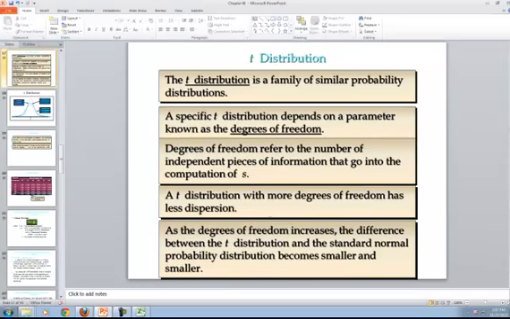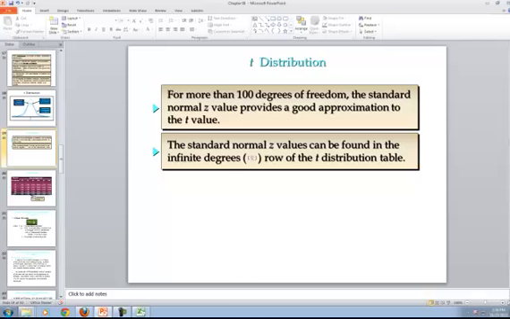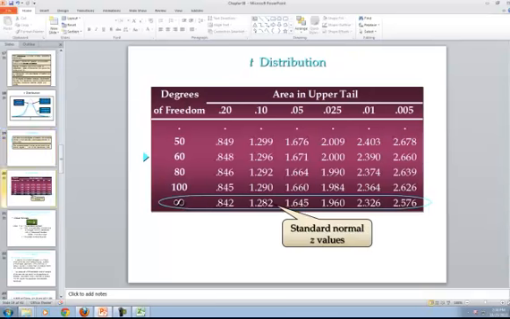Here is a picture of the t-distribution. As you will see, it looks very much like the standard normal. It's symmetric, but it's just that it's flatter. But as the degrees of freedom increase, it becomes steeper and steeper, and eventually becomes pretty similar to a standard normal. And if you actually have more than 100 degrees of freedom, then you may as well use the standard normal z-table. Or you can use the last row of the t-distribution. This is shown in this illustration.